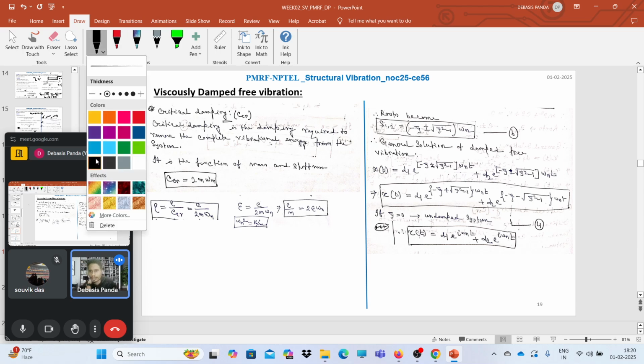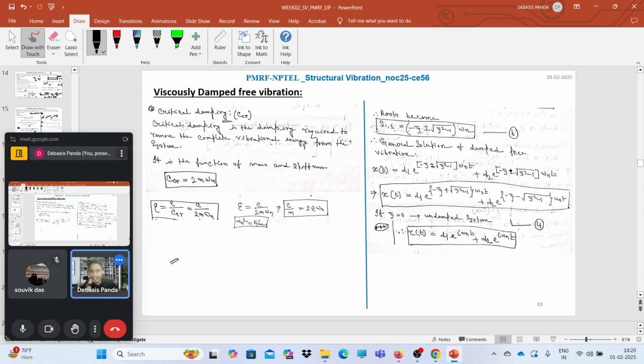So the first thing is the critical damping, C critical. What do you mean by the critically damping case? Critical damping is the damping required to completely remove the vibration energy from the system. It's actually a function of mass and stiffness. So we can write it like this: C critical equals twice m omega n.